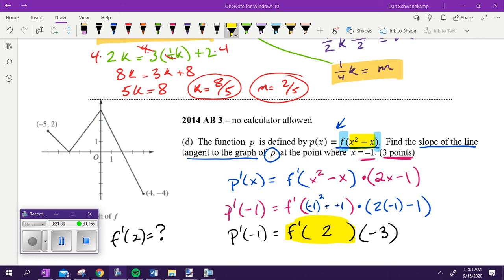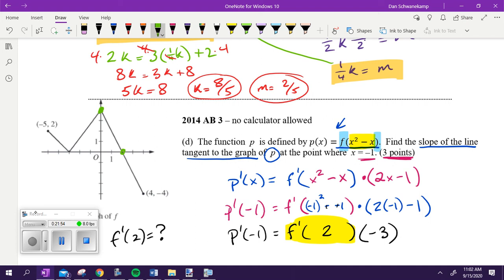Show me with your fingers. What is f prime at 2? F prime at 2 should be negative 2. Okay? This is where I'm looking. So it's a straight line, so I can pick the slope anywhere. So I'm going to go from this point to that point.